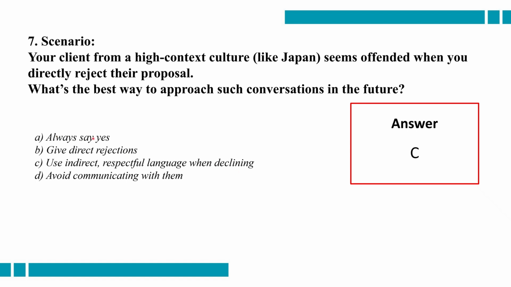Why not the others? Always say yes: unrealistic and unprofessional. You cannot agree to everything. Option B, give direct rejections: works in low context cultures like Germany or the US, but not in high context cultures. Option D, avoid communicating with them: not a solution. Communication is key in client relationships. So the exam tip here is that questions about cultural differences usually test if you can adapt your communication style based on the client's cultural context. So here option C is correct.